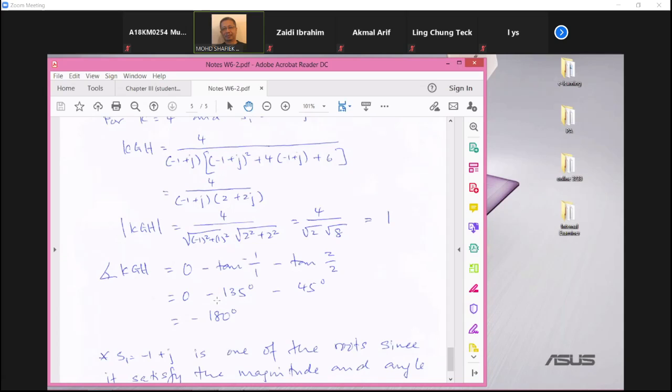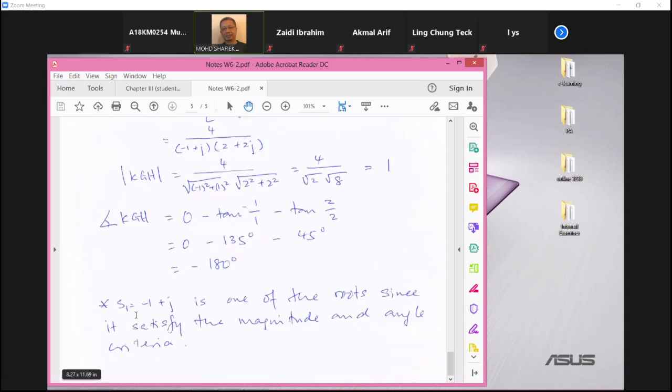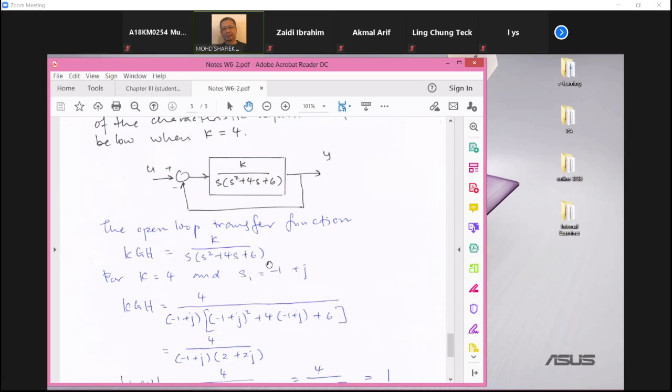And then therefore we can conclude that the point -1 plus j is one of the roots of the system. Why is it one of the roots? Because this is a third order system. So for a third order system, you're going to have 3 roots for a particular value of k. But this is just one of them.